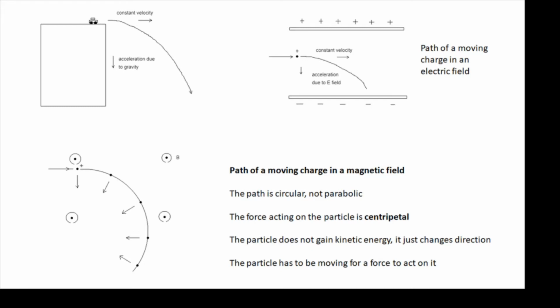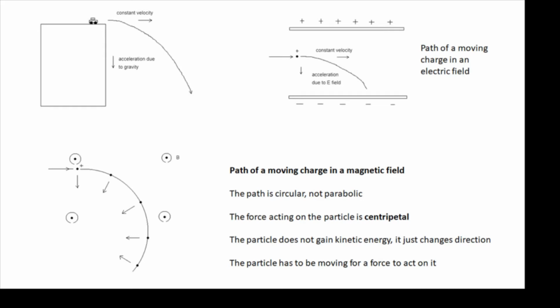The diagram top right is if something like a proton enters an electric field. Well, the same thing is going to happen. Horizontally, it will travel at a constant velocity, and then in the direction of the field, it will accelerate, and you'll end up with a parabolic path. So that is the path of a moving charge in an electric field.